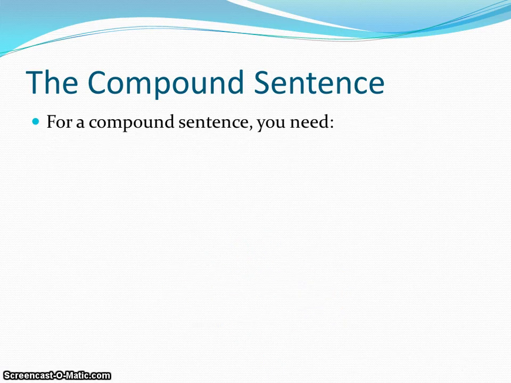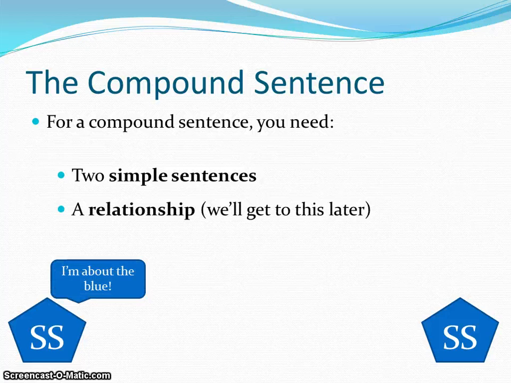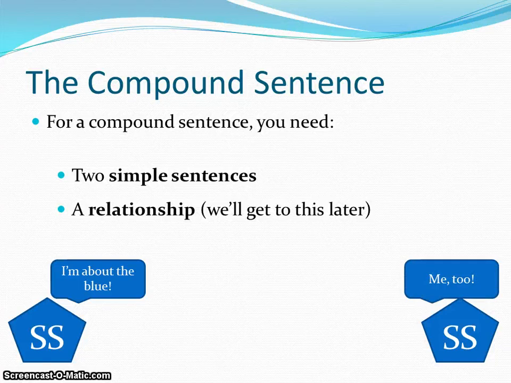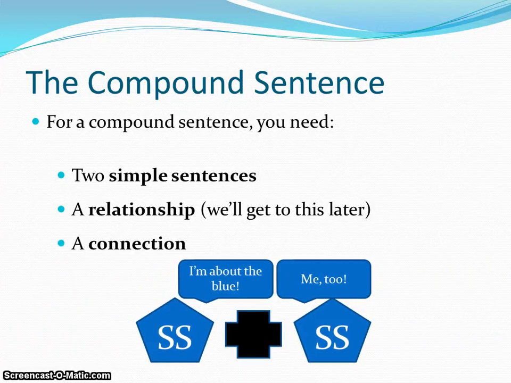What do we need for these two sentences to become a compound sentence? We need two simple sentences. We need a relationship. And we'll get more into the relationship later. These two simple sentences, their relationship is, "I'm all about the blue. Me too." So we need two simple sentences for a compound sentence. We need some sort of relationship, which we'll talk more about in a second. And we need some sort of connection, something between these two sentences to hold them together, to bring them together.